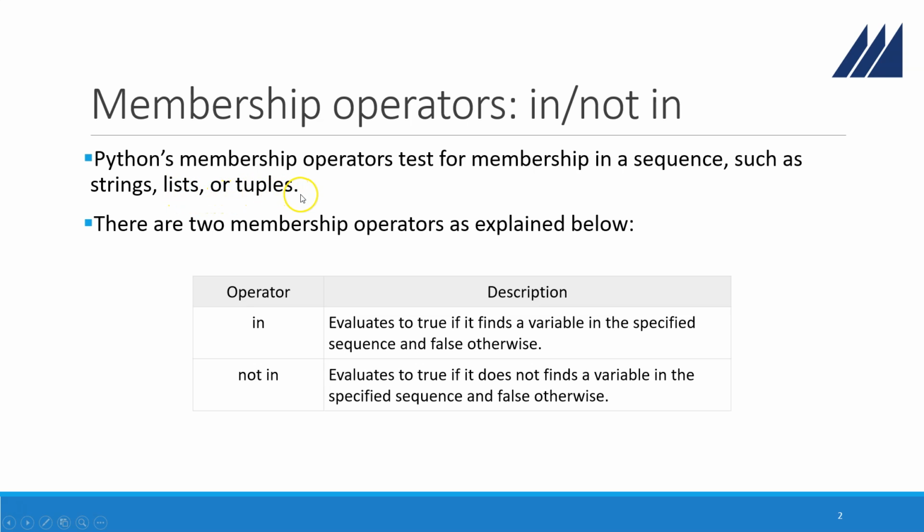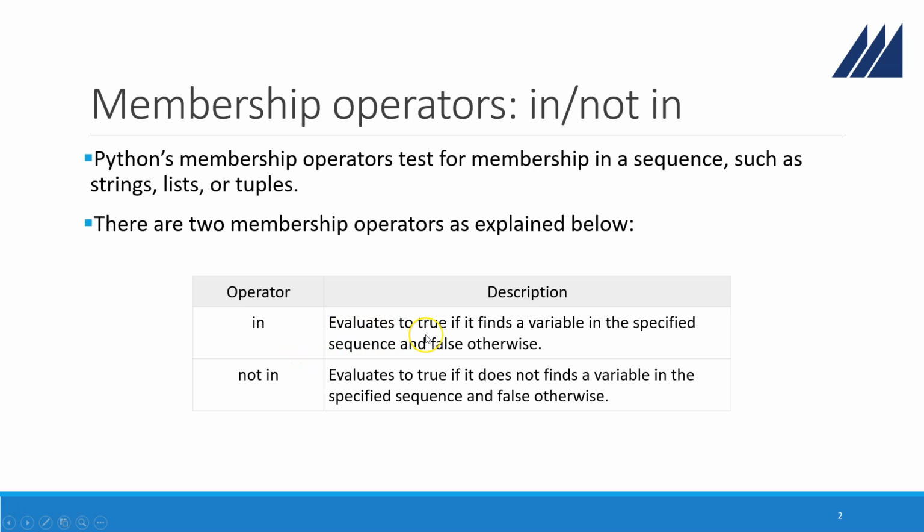So you are testing whether this object or this variable is a member of this sequence that I have, or not. So the result is going to be either true or false. What are these operators? We have two membership operators, in and not in. So let's see what's the difference between in and not in.